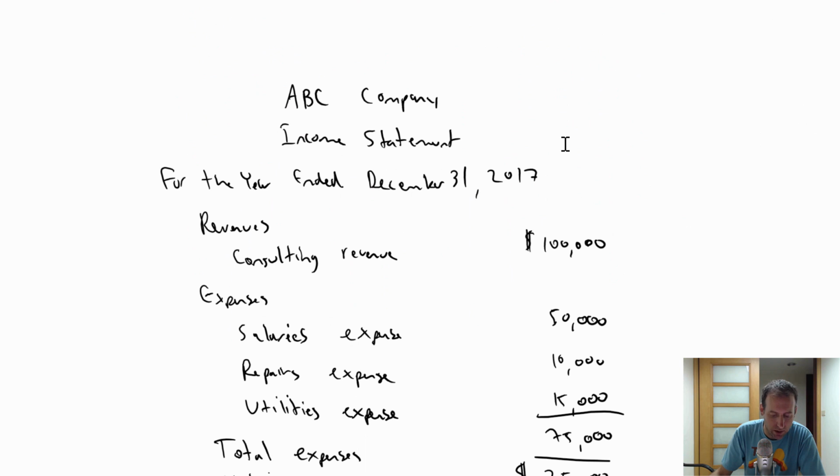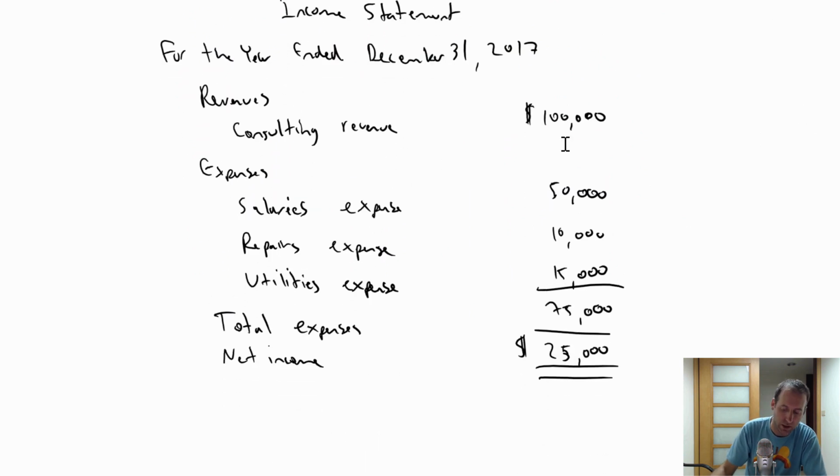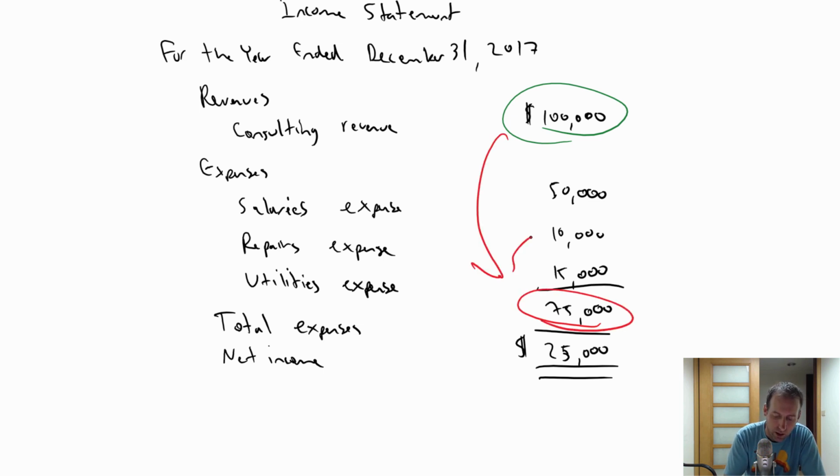There's ABC Company's income statement for the year ended December 31st, 2017. And you can see there's revenues at the top of $100,000. We got expenses at the bottom, total expenses of 75. So we just take revenues minus our expenses and we get our profits, our net income of $25,000. So this company made $25,000. Again, I'd encourage you to look up a real company. Look up Nike, look up Microsoft, look up whatever company you're interested in, and you can see their income statement and you can see their revenues and expenses.